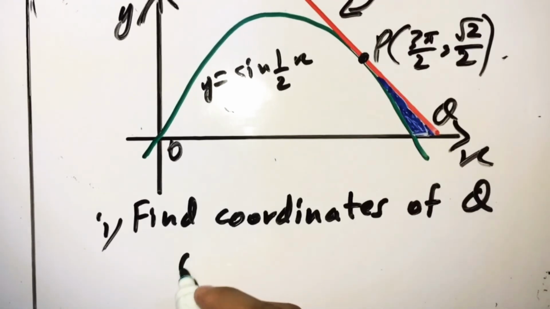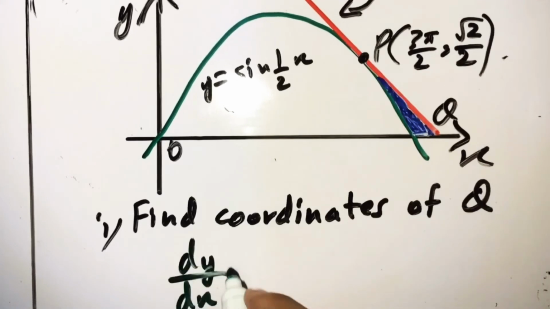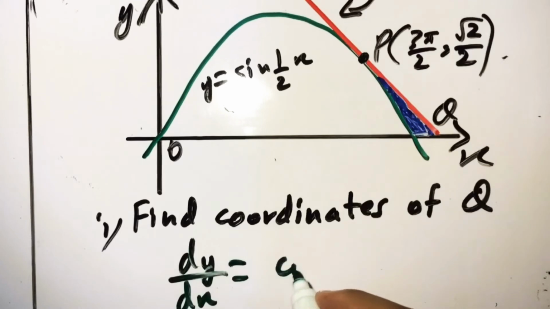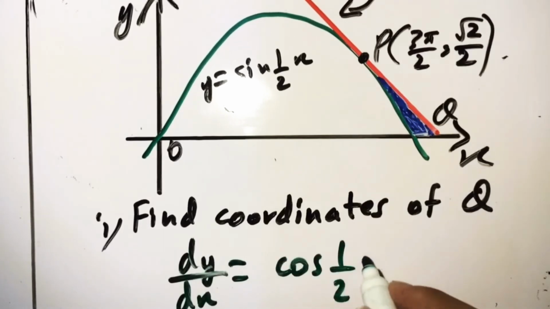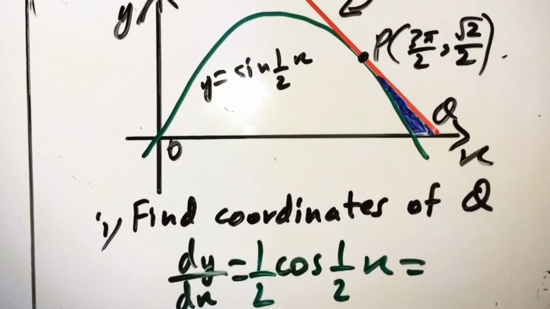So first we'll find dy over dx. Sine half x has to be differentiated. Sine becomes cos, and differentiating the angle we'll get half, so half cos half x. Now substituting the value of x into this, that is 3 upon 2 pi. So half cos, this gives us minus under root 2 upon 4.